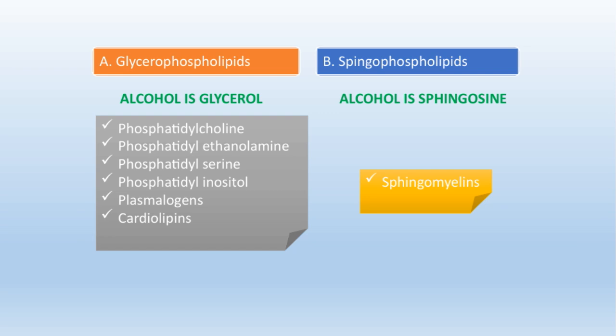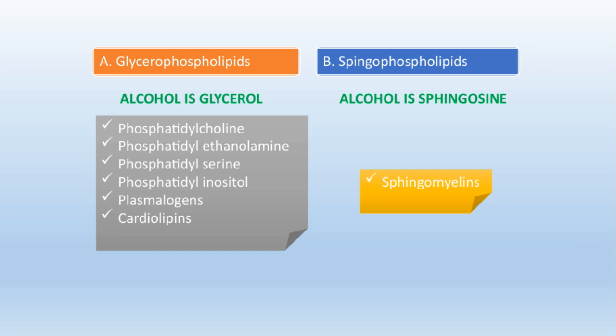Phosphatidylserine is particularly interesting because it flips to the outer membrane during apoptosis, signaling cell death. Then there's phosphatidylinositol, which is vital for cell signaling pathways and membrane dynamics. We also have plasmalogens, a special class of phospholipids with antioxidant properties that protect cells from oxidative stress. Cardiolipins are unique lipids found mainly in the inner mitochondrial membrane and are essential for mitochondrial function and energy production.